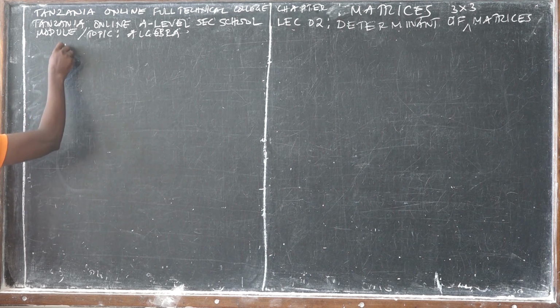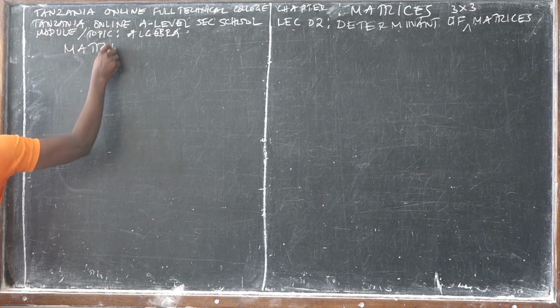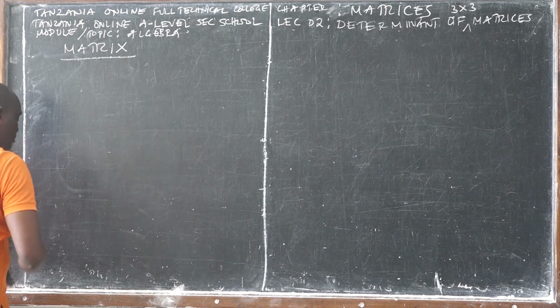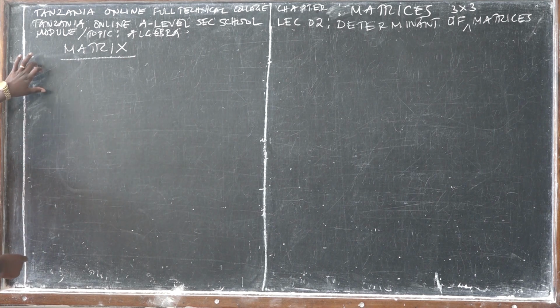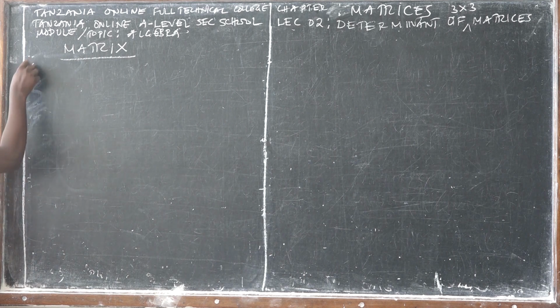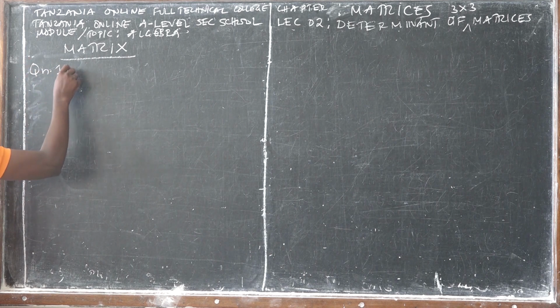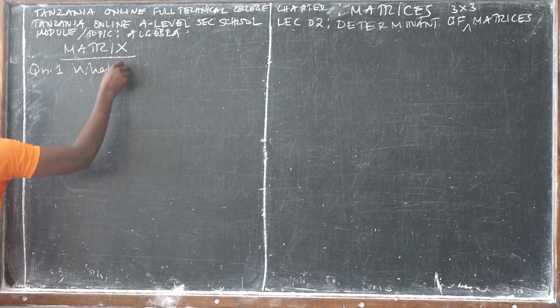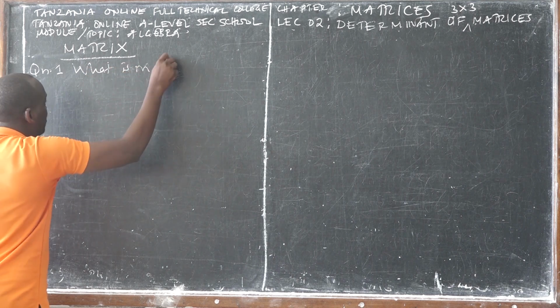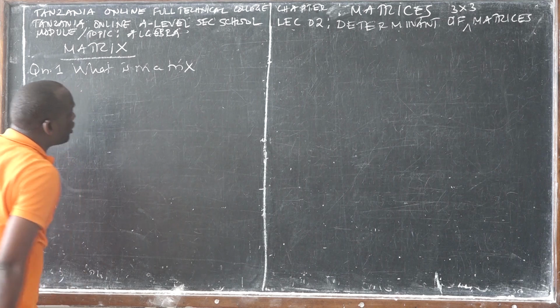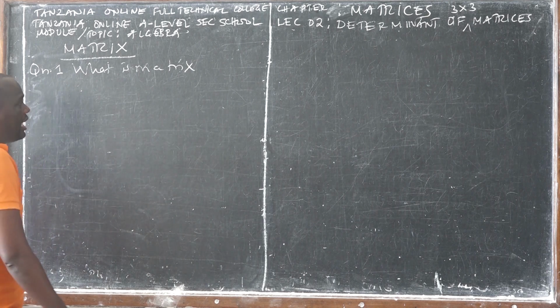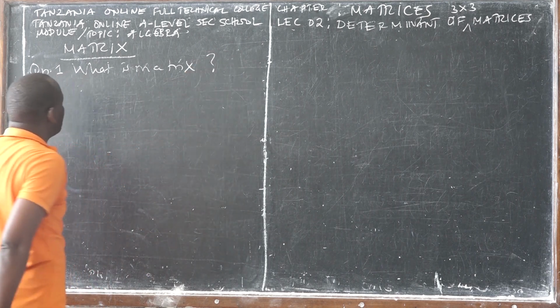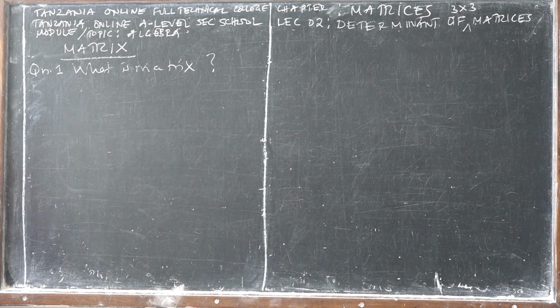We have a word called matrix. This is singular; the plural is matrices. So the fundamental question we need to know is, what is a matrix? Let us remind ourselves, what is a matrix? However, our main concept will be focusing on determinants of matrices.